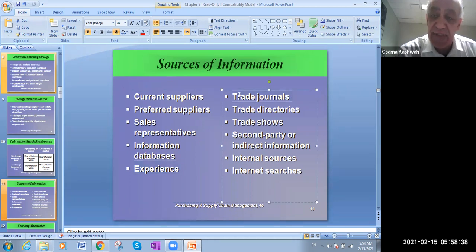Trade journals show us who is very successful, the famous traders and suppliers who are very active. Trade directories also give us some information about the suppliers. Trade shows are also second party or indirect information sources I can use, along with internal sources. Internet searches will tell me, like the reviews on the internet, if this supplier is doing well or not doing well. This was number 11.